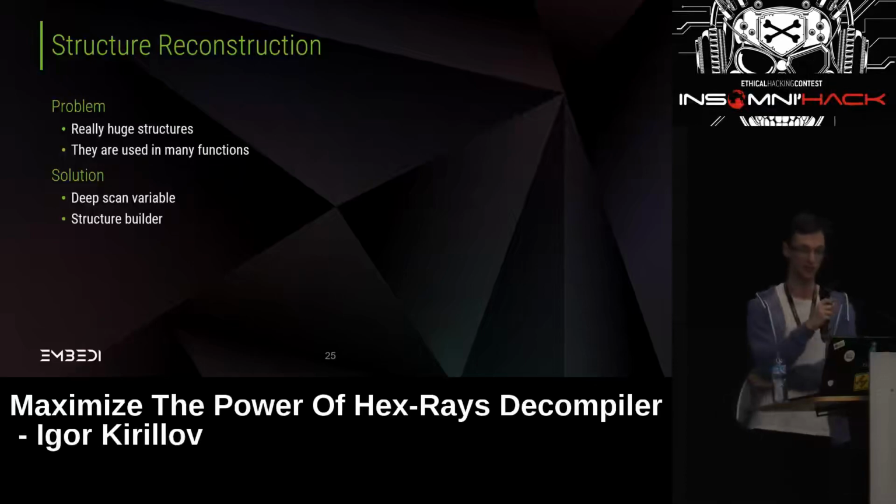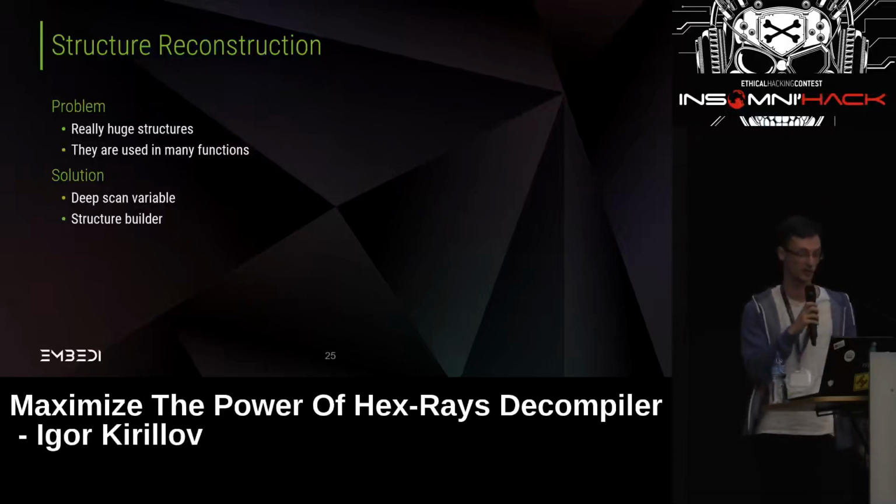As you could see, it's quite useful, but what if a structure is really huge and its employment spread amongst many functions? While I was developing the shallow scanner, I came to an idea that I can use this process recursively. While we are scanning a variable, why not scan every function to which this variable is passed as an argument? So I've done the deep scan variable feature, and here's how it works.